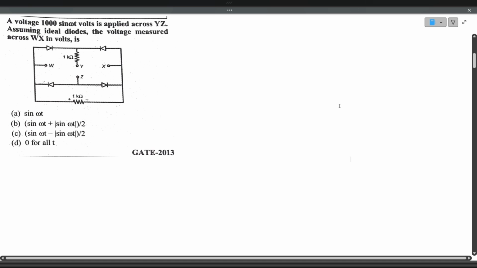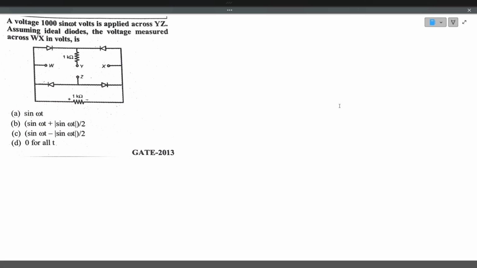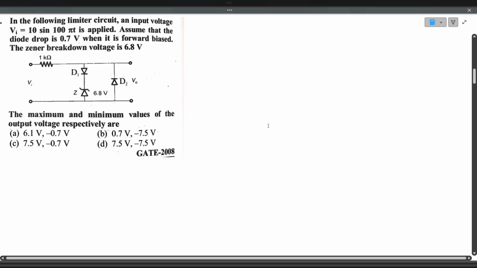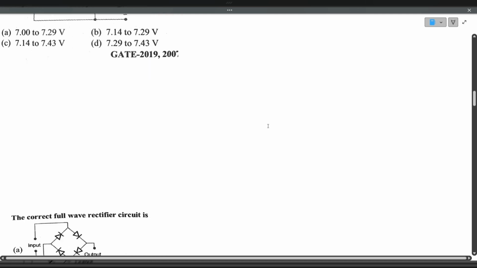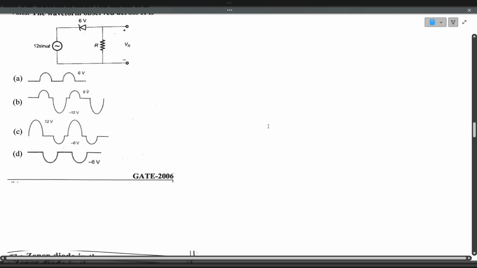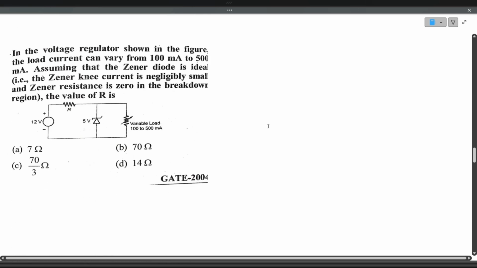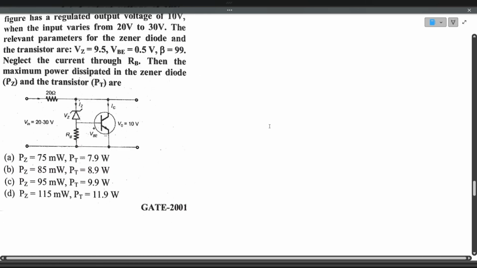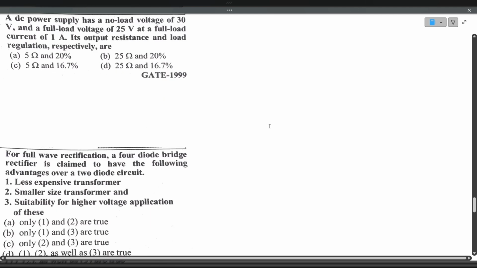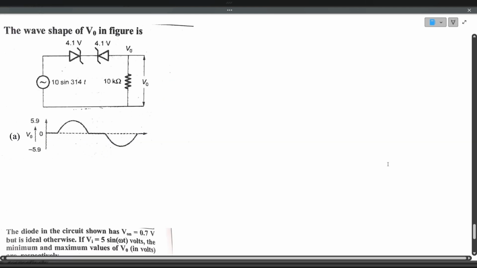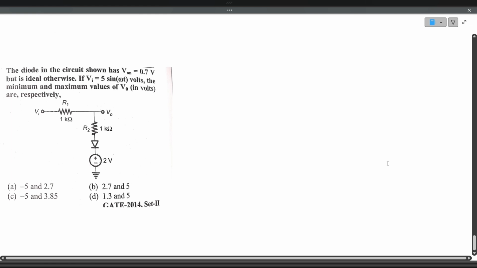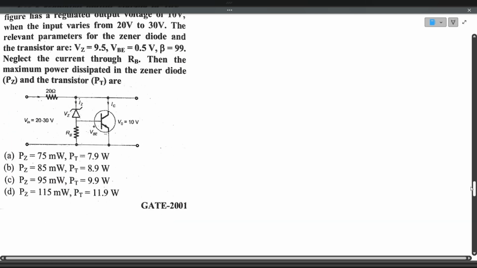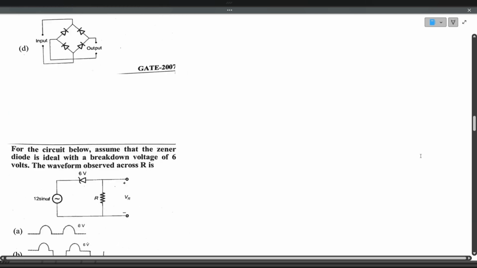Today we'll solve some more problems of diode circuits, analog electronics. Today we have a couple of problems which are very important with respect to GATE and IES examination. These questions were asked in previous GATE and IES examinations, and there is also a possibility for these questions to repeat in future examinations. GATE, IES, ISRO, DRDO, any competitive examinations, these questions will definitely support you. Now we'll try to solve these questions in great detail.